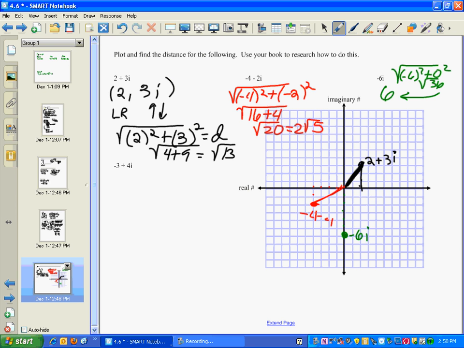Okay? Where do I plot negative 3 plus 4i? From the origin, I go left 3, 1, 2, 3, and up 1, 2, 3, 4. There is negative 3 plus 4i. What's my distance? So 9 plus 16, which is the square root of 25, which is 5, right? Making some sense? Pretty straightforward? All righty.